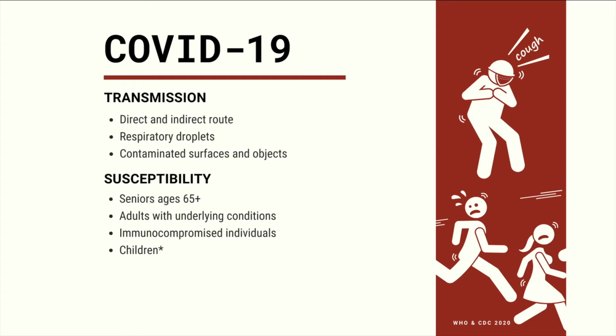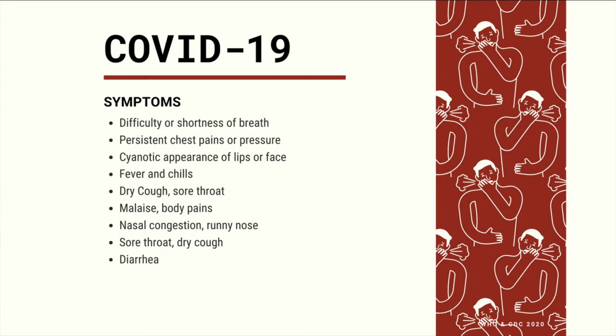It was announced earlier that children are also highly susceptible due to their premature immune system, but according to preliminary research in China, it seems that most children get infected by adults. And now let's talk about the symptoms.